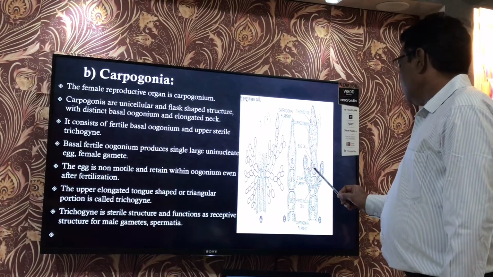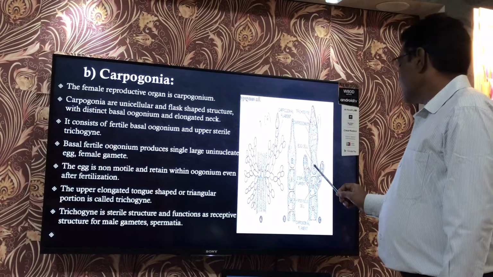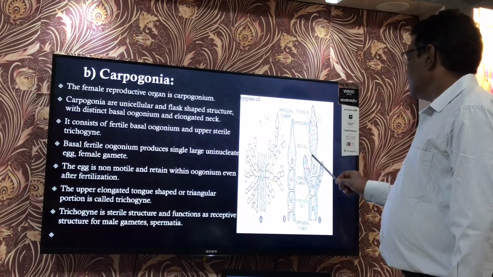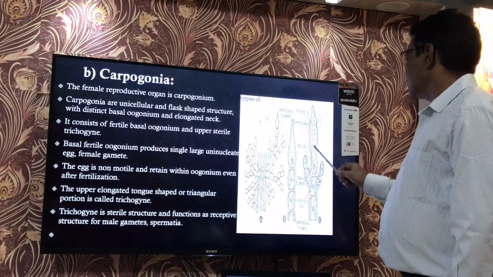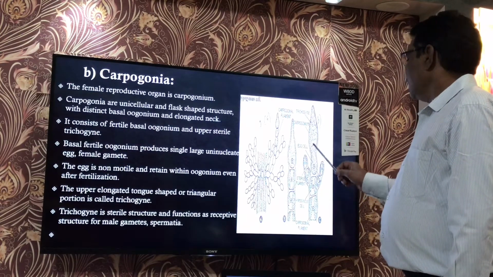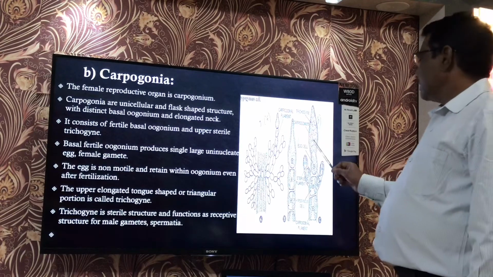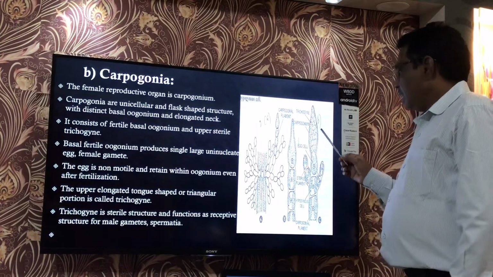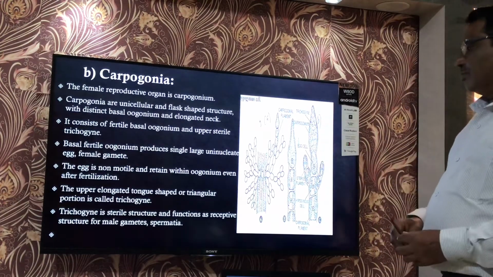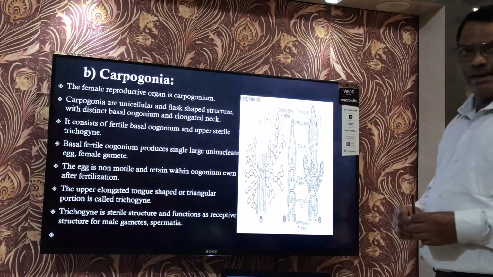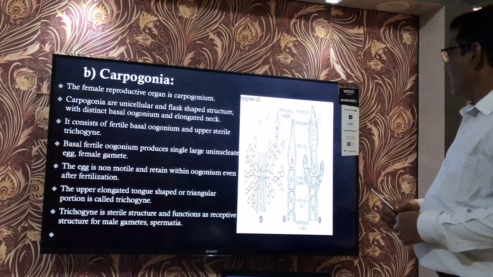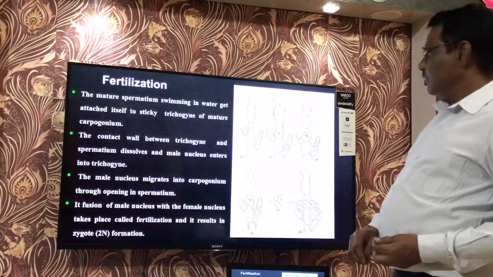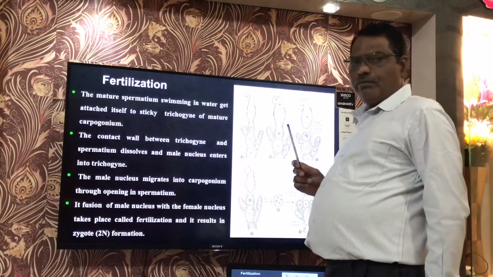As this basal portion, that is the oogonium, produces the egg, it is fertile, whereas this is an enucleate structure, or the nucleus is absent, so it is non-fertile, or you can say it is a sterile structure. And the main function of this sterile trichogyne is to receive the male gamete, that is the spermatium, for the act of fertilization at maturity. So next point is fertilization.